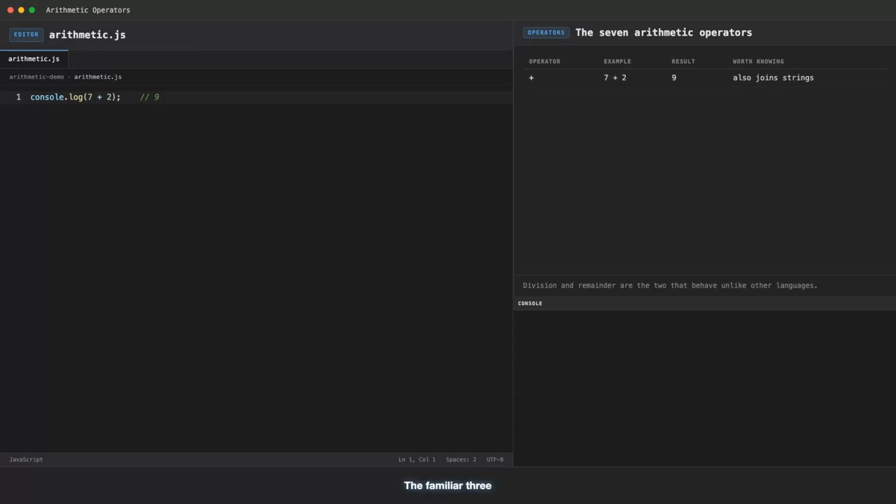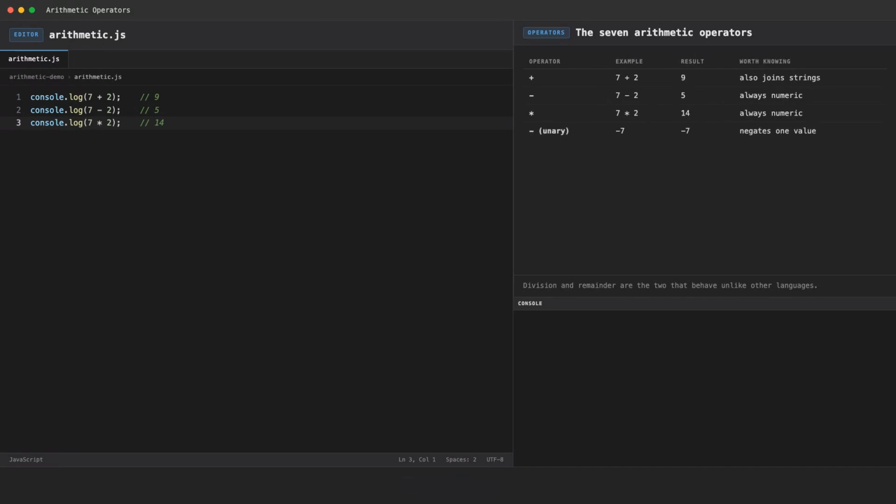Addition works exactly the way you would expect it to. 7 plus 2 gives 9 with no complications. Though remember, it also joins strings from the coercion video. Subtraction is completely unambiguous by comparison. It has only one meaning, so it always converts to numbers. Multiplication behaves identically in that respect. Both operands become numbers and then get multiplied. There is also a unary minus, which negates a single value. We will cover the unary operators properly in a later video.